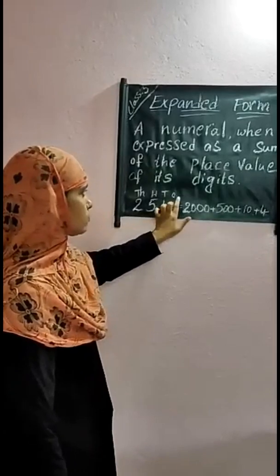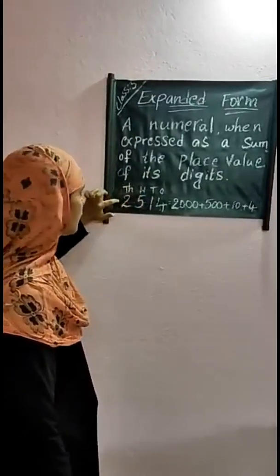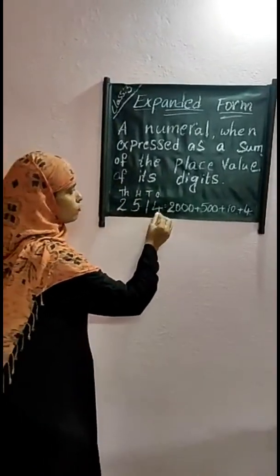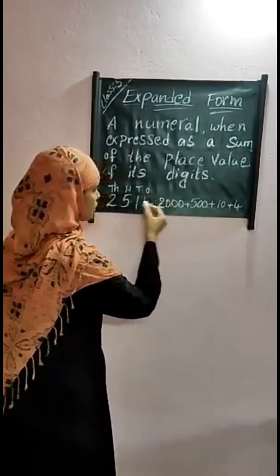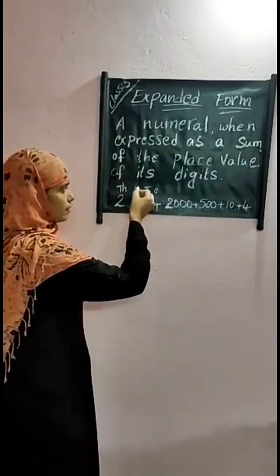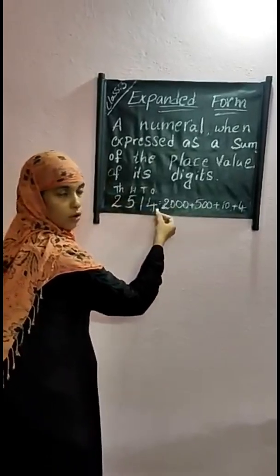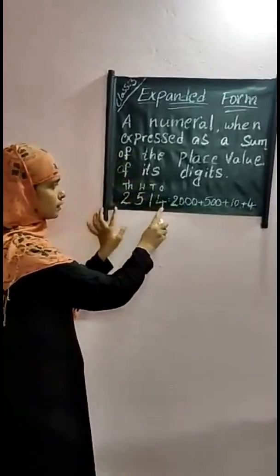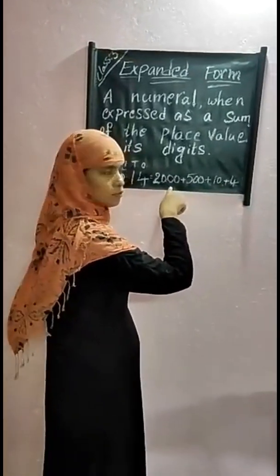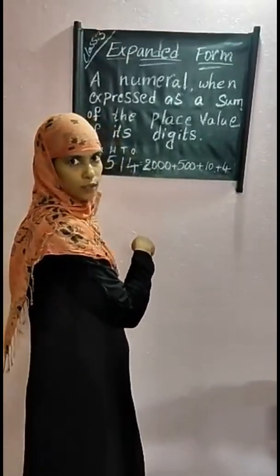See here, it is a number 2514. 4 is in the ones place, 1 is in the tens place, 5 is in the hundreds place, and 2 is in the thousands place. What did we do? 4 ones, 4; 1 ten, 10; 5 hundreds, 500; 2 thousands, 2000. All together we have written. To get this number, we have to add. By using the plus symbol, we have written all the numbers together.